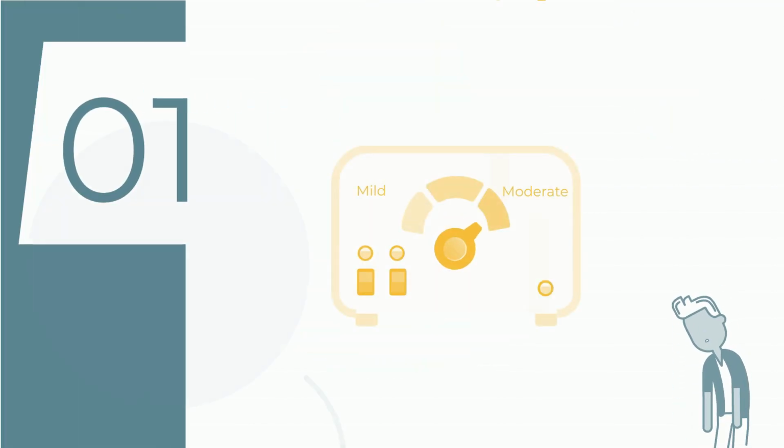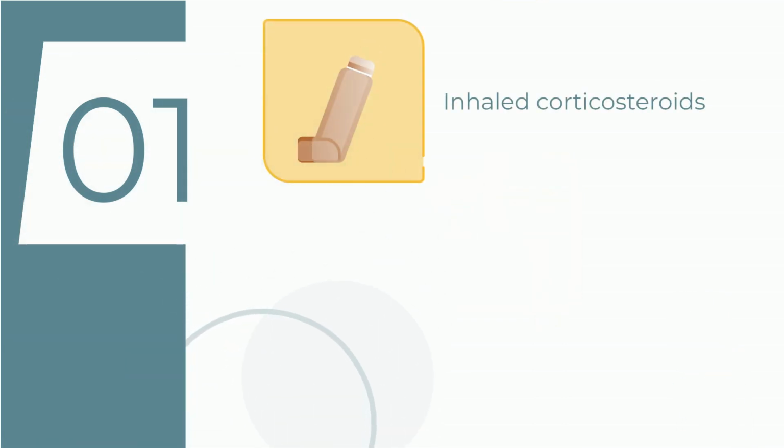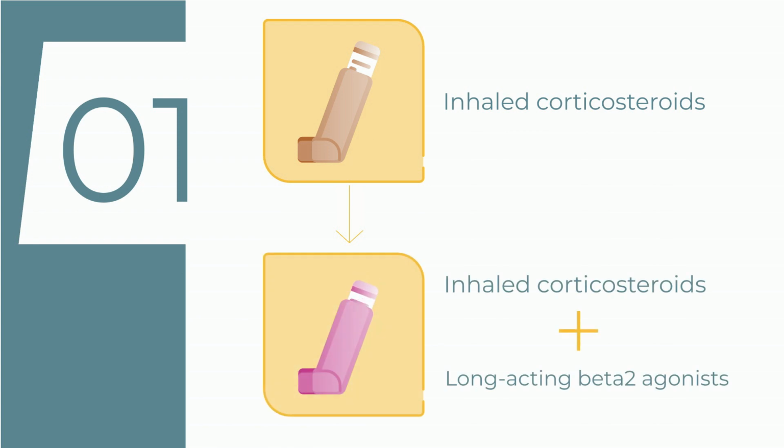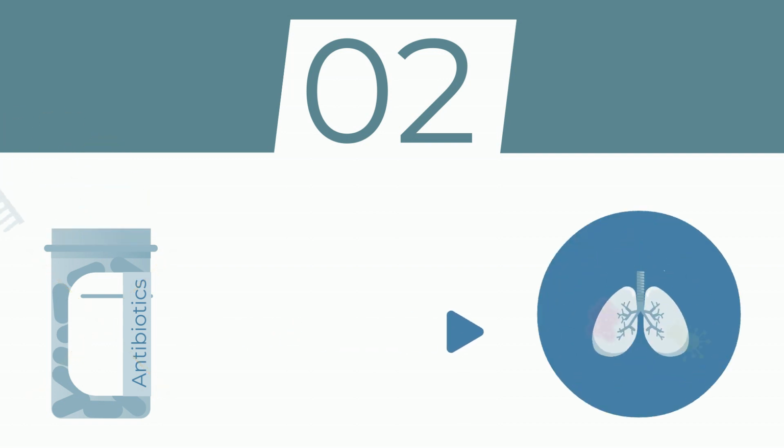Firstly, for patients with mild to moderate asthma, we should trial inhaled corticosteroids alone first, before prescribing combination therapy. Secondly, we should not routinely prescribe antibiotics for exacerbation of asthma. Antibiotics should only be used if there is strong evidence of lung infection.